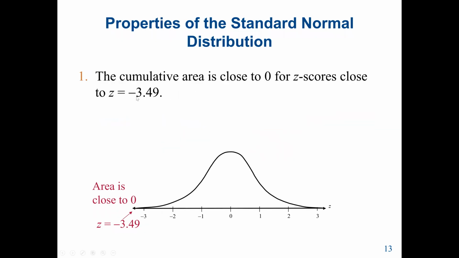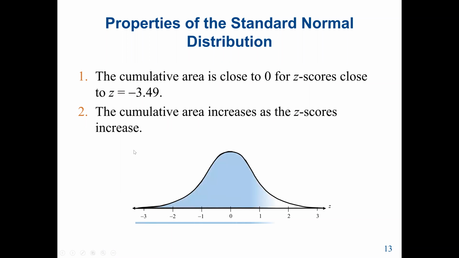So a question given here: the cumulative area is close to 0 for a z-score close to z equal to negative 3.49. So the area is close to 0 if the z is negative 3.49. We can find this again using the standard normal table in our textbook. And here also we say the cumulative area increases as the z-scores also increase. As we can see, if the z-score is increasing, of course the cumulative area also will be increasing. The arrow shows to the right.